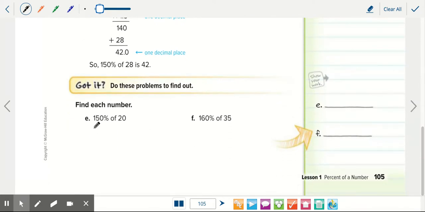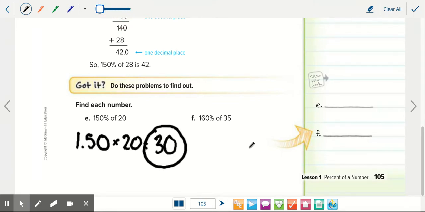Let's try one. 150% of 20. Changing 150% to a decimal would be 1.5, or for some of you, you may still be writing 1.50, and that's fine. Times 20, and what do I get? You should say, Mrs. Schultz, you get 30. And that's my answer. Try letter F. What do you get? All right, you should have gotten 56. Questions?